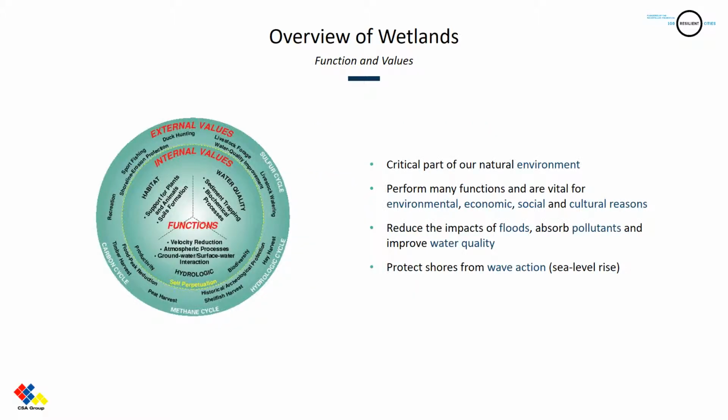Depending on the location, extension, and composition of a wetland, it's going to be its function and value. Wetlands are a critical part of our natural environment. They perform many functions and are vital for environmental, economic, social, and cultural reasons. Wetlands help to reduce the impacts of floods, absorb pollutants, and improve water quality. They also help with shoreline protection from wave action.